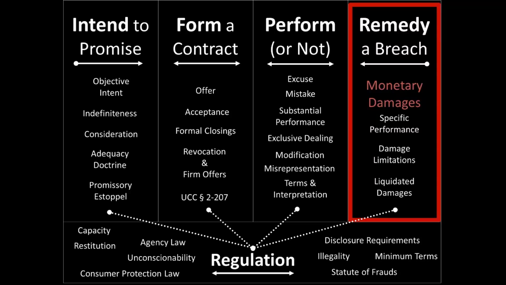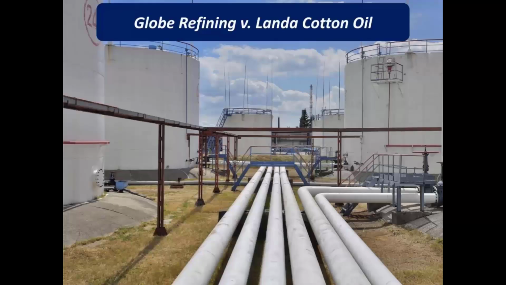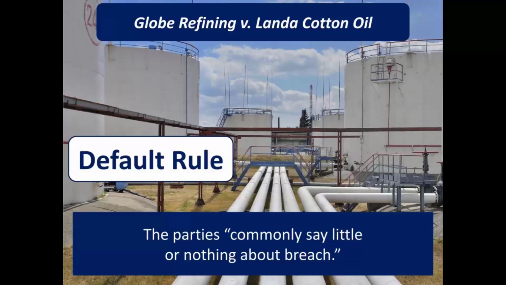First, notice that damage doctrines are, at least nominally, default rules. In Globe Refining, for example, Justice Holmes observes that parties commonly say little or nothing about breach. Damage rules thus fill a gap left when the parties themselves don't specify what happens in the event of a breach. I sincerely hope that Holmes's prescription for gap filling seemed quite familiar to you.